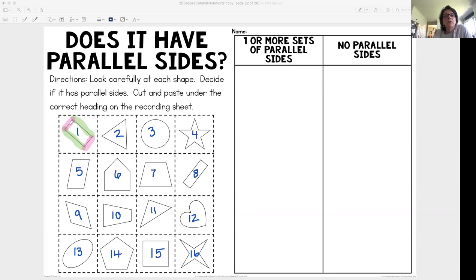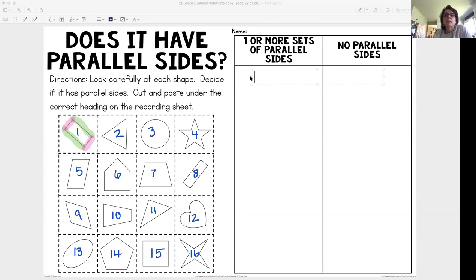Now, it is important for you to note that this green line and that pink line are not parallel lines because you can see they meet right there in the corner. And those, because they make a square corner or right angle, are actually called perpendicular lines, which you'll learn more about next year.